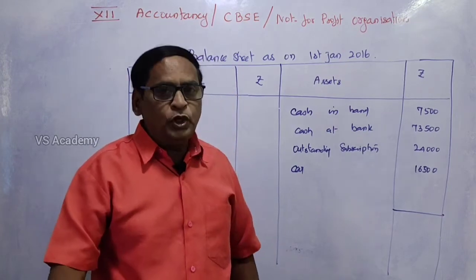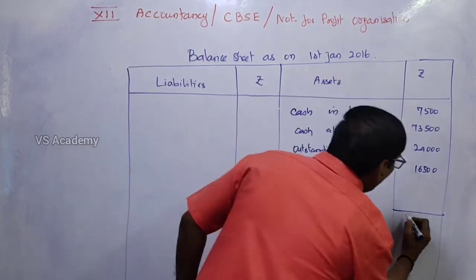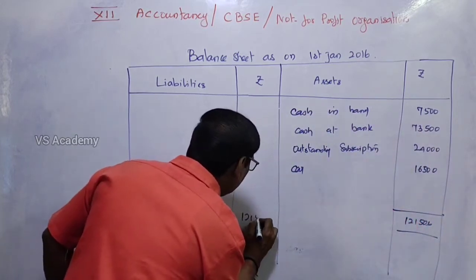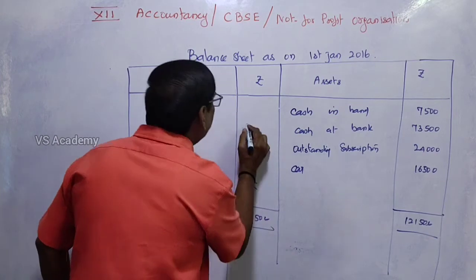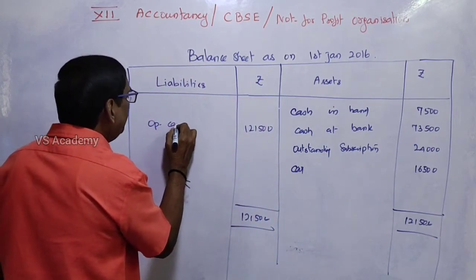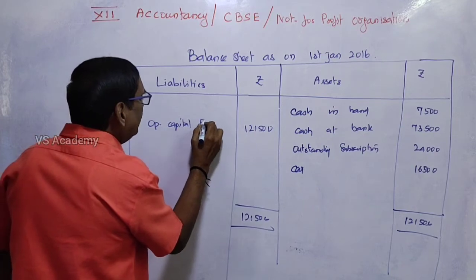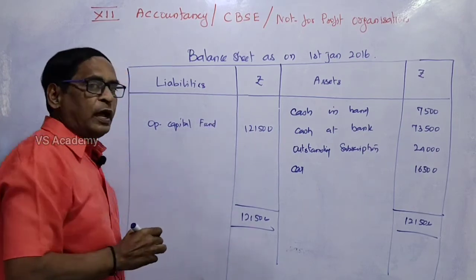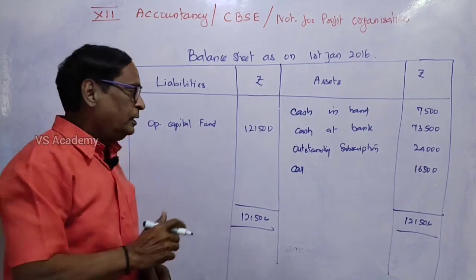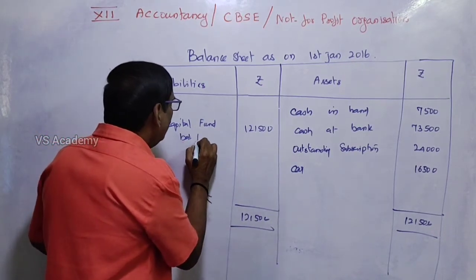So 1,21,500. So this is the opening capital fund, to which we have to add either surplus or we have to deduct if there is a deficit. This is a balancing figure.